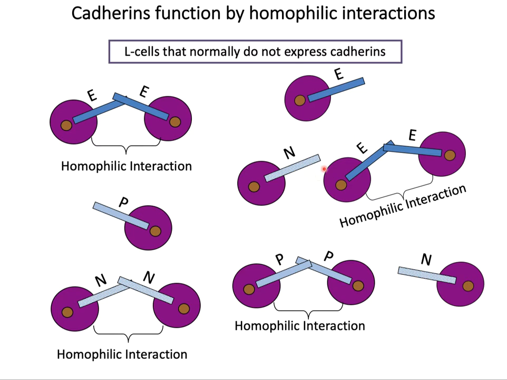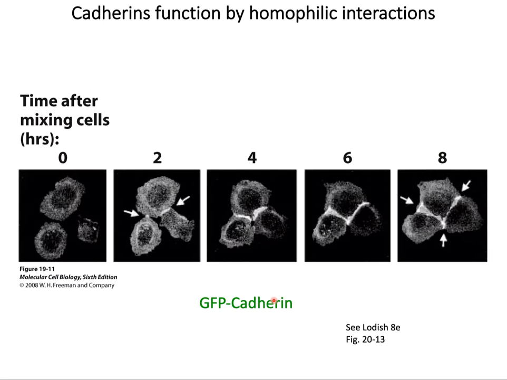So you can genetically engineer mouse cells to exogenously express cadherin. In this experiment, the researchers engineered mouse L cells to express E-cadherin, P-cadherin, and N-cadherin. When all these cells were mixed, they noticed that the cells expressing E-cadherin will only interact with E-cadherin. Cells expressing P-cadherin will only interact with P-cadherin, and the cells expressing N-cadherin will only interact with N-cadherin. This experiment was a very clear illustration of how cadherins form these homophilic interactions.